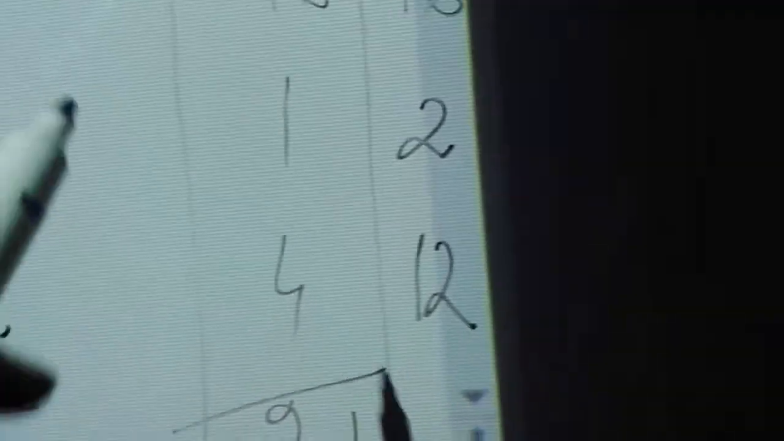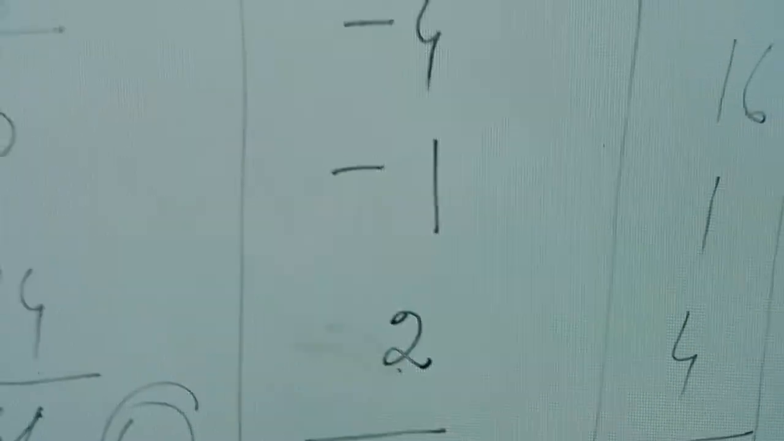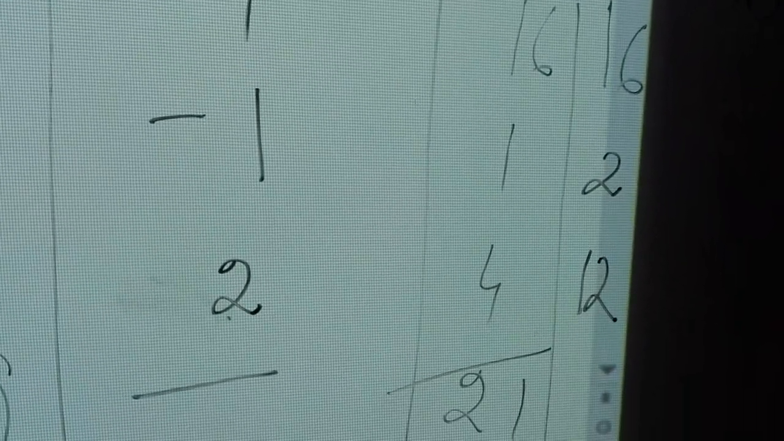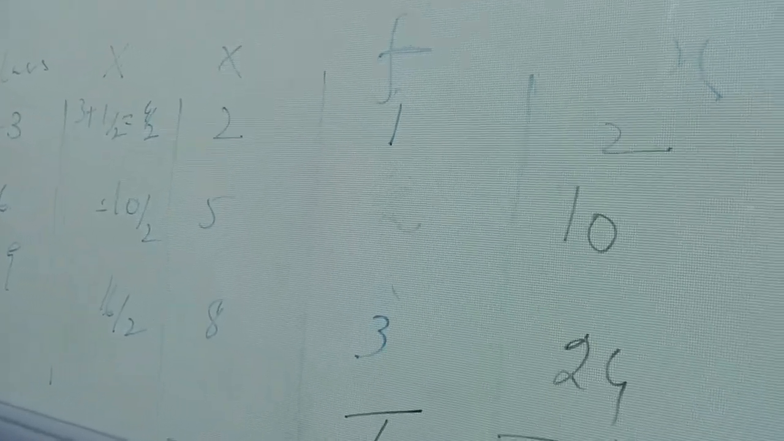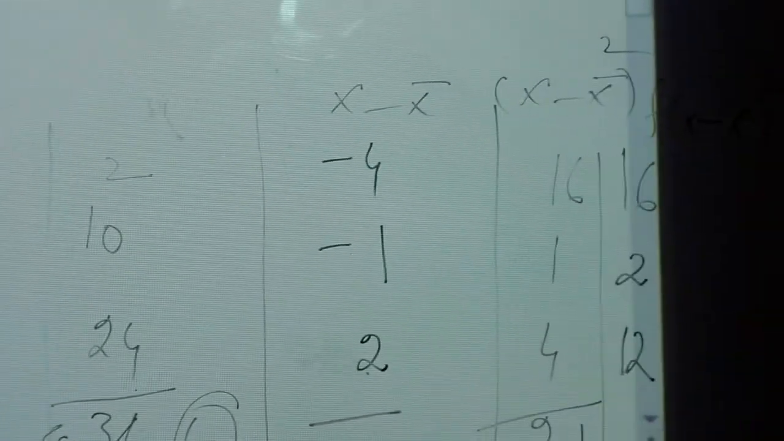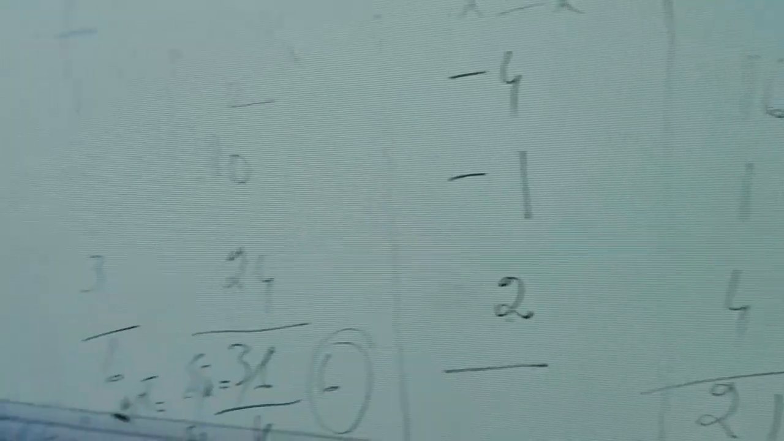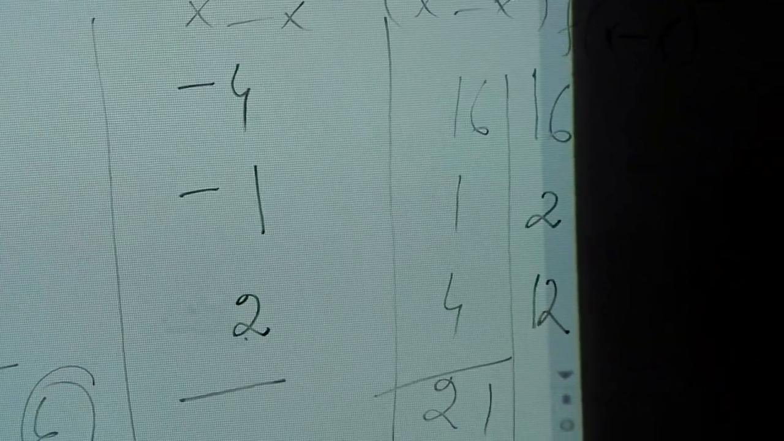Let me just reiterate: you had x minus x bar, squared it, and then multiplied it with the frequency. So you have the frequency as 1 into 16 as 16, 2 into 1 as 2, and 3 into 4 as 12.